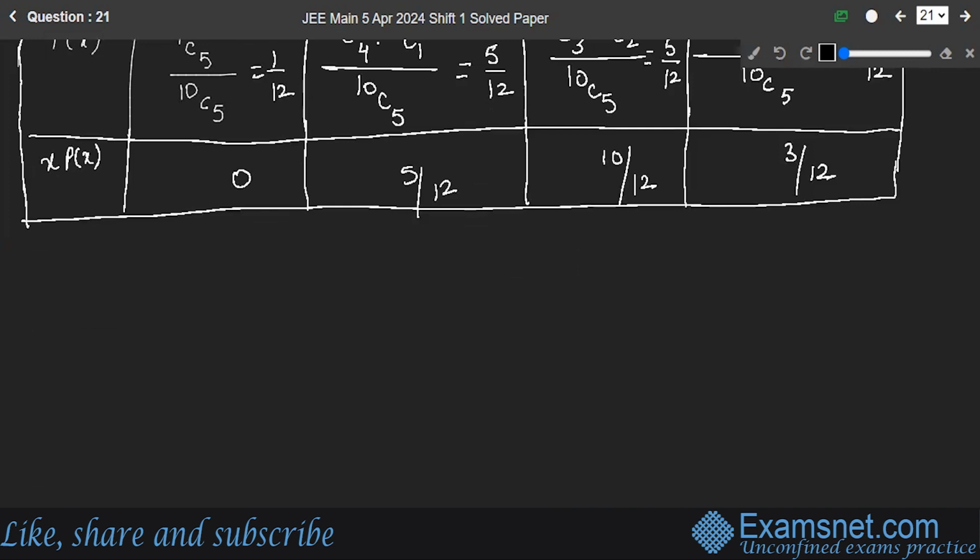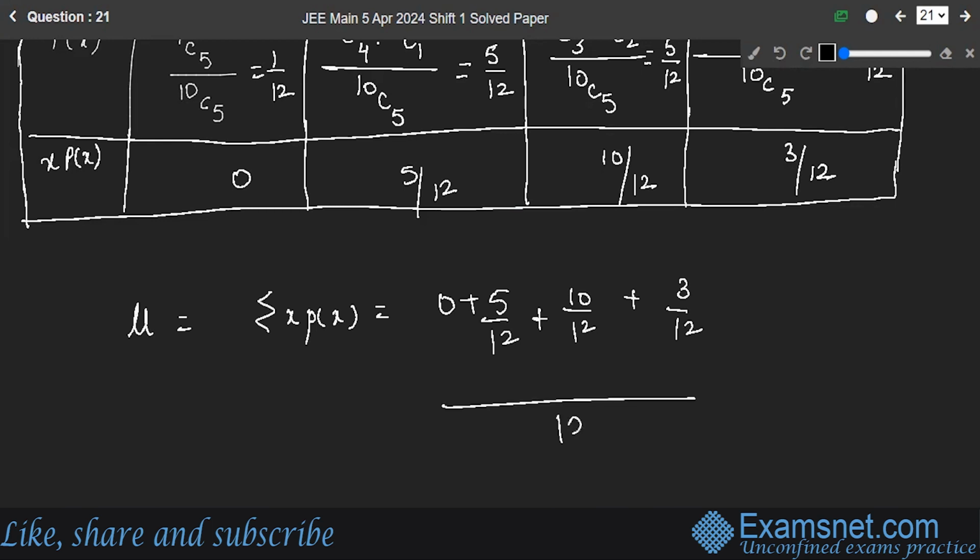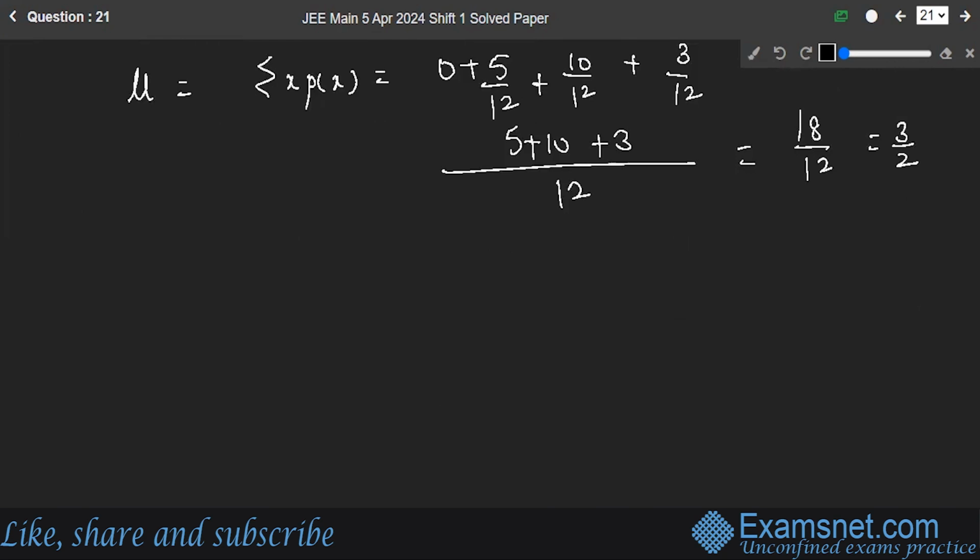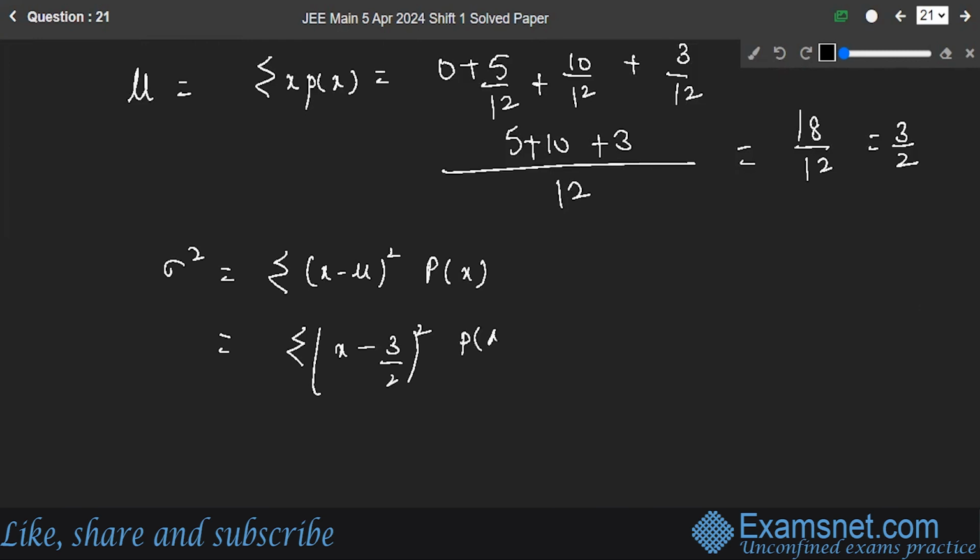Okay. So first of all, let's find out mu. That's given by the summation of x px, which is this. And you will have this as 5, 10, 3, which is 3 by 2. Now the variance is given by the summation of (x minus mu) square into px, which is equal to the summation of (x minus 3 by 2) square. We just calculated this px.